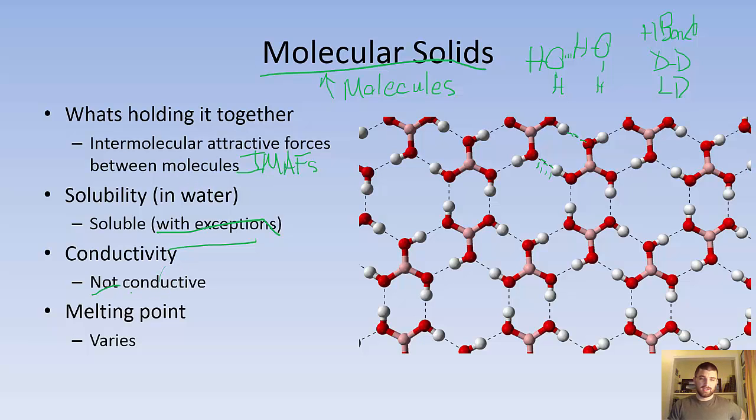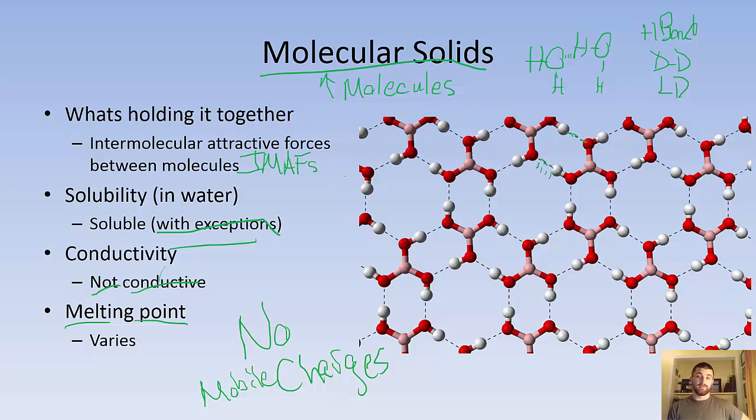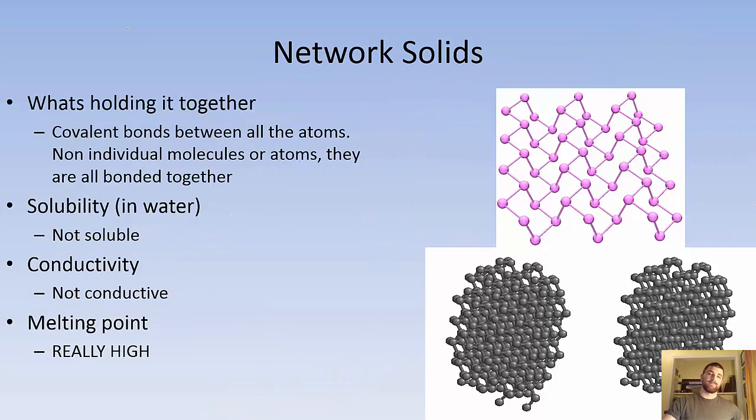Conductivity, they are not conductive at all because there are no charges at all. All right, so if there's no charges, there's no mobile charges, which means they can't conduct electricity. Now, the melting point of these things also varies. Some things melt really, really low. Some things melt at pretty high temperatures. Like dry ice would be a molecular solid because it's made up of molecules of carbon dioxide, but it has a pretty low melting point. Whereas, I don't know, wax has a relatively higher melting point, so it varies. It depends on the solid.